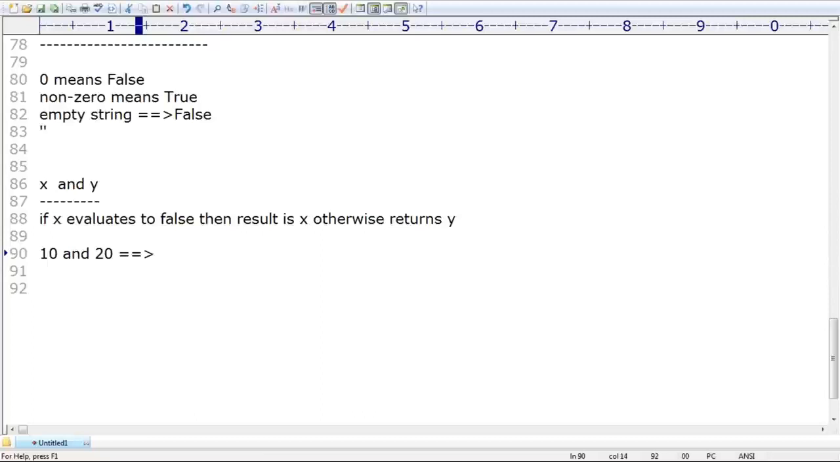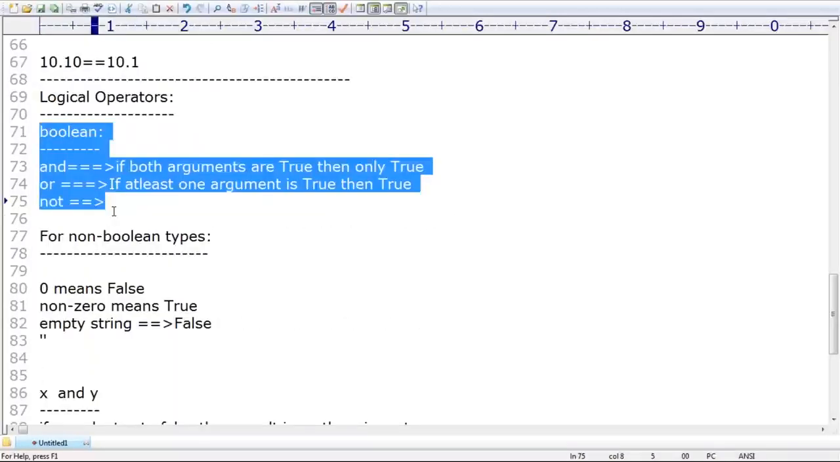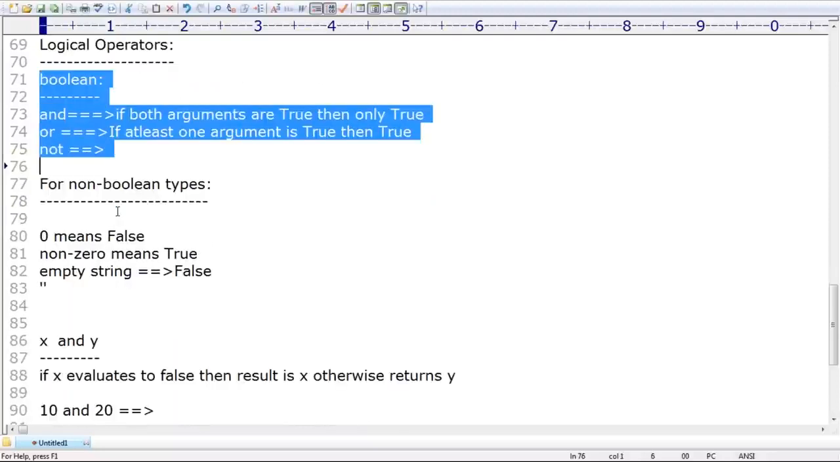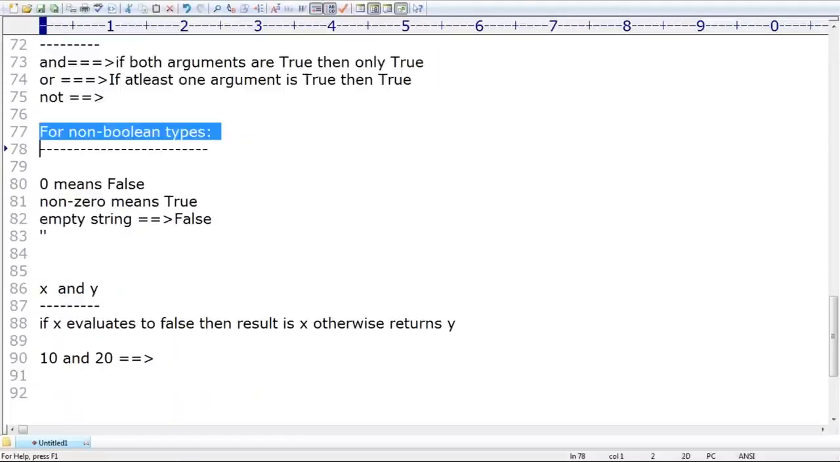That is what I told you, don't get confused. If you apply these operators to Boolean values, the result is always Boolean. If you apply these operators to non-Boolean values, the result is not Boolean.